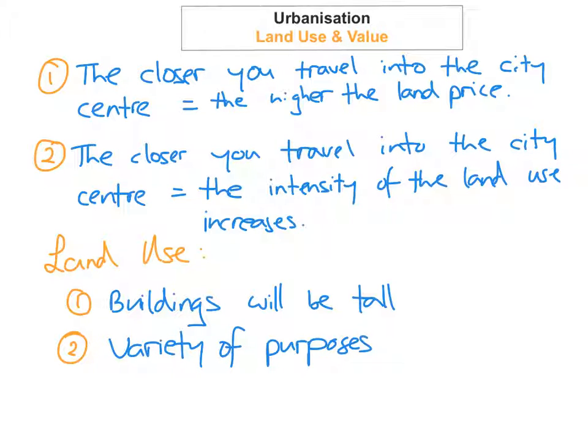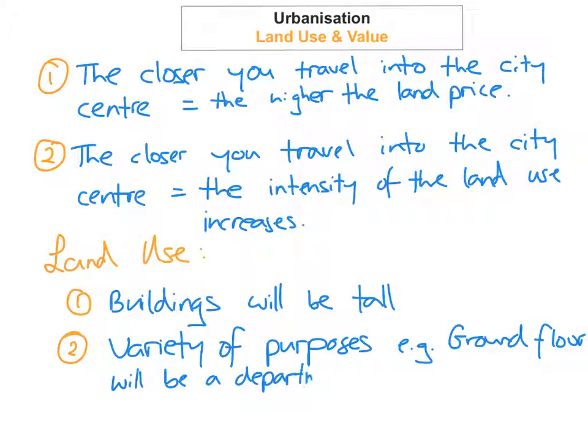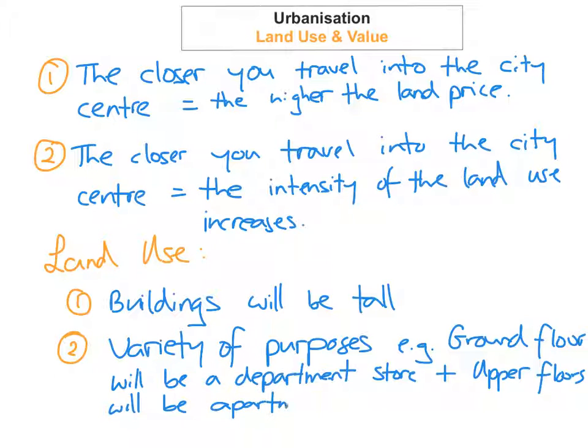What I mean by that is, an example would be the ground floor will be a department store, and then the upper floors will be apartments. So it'll be residential, there'll be apartments, or they might be used for offices. Okay, so just 2 things to know.